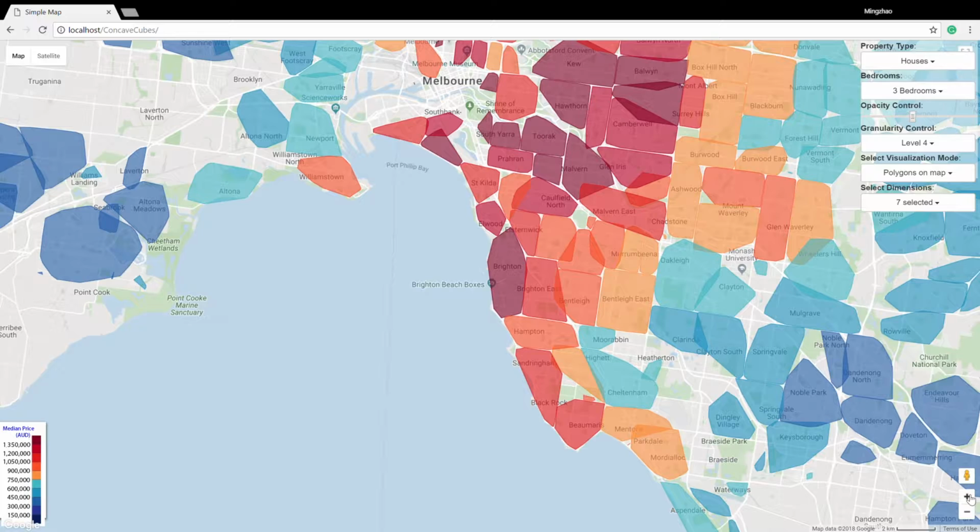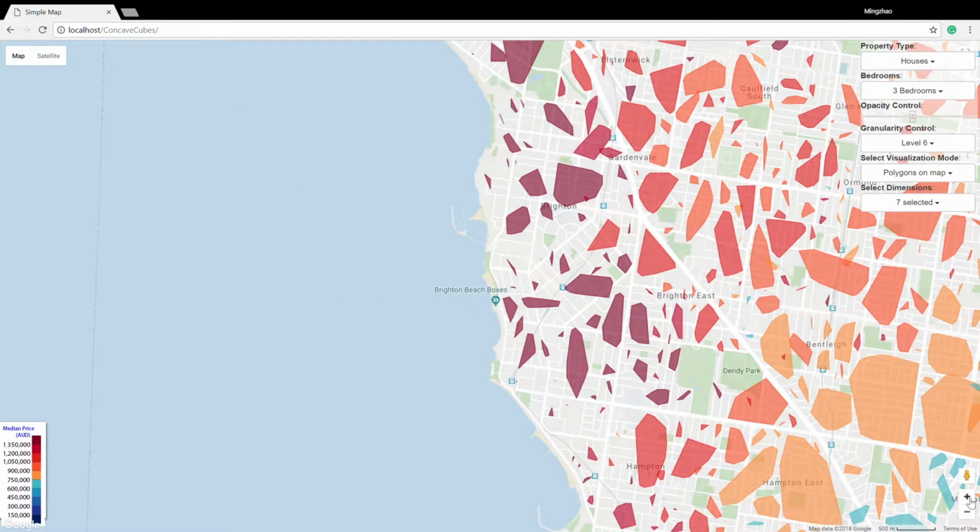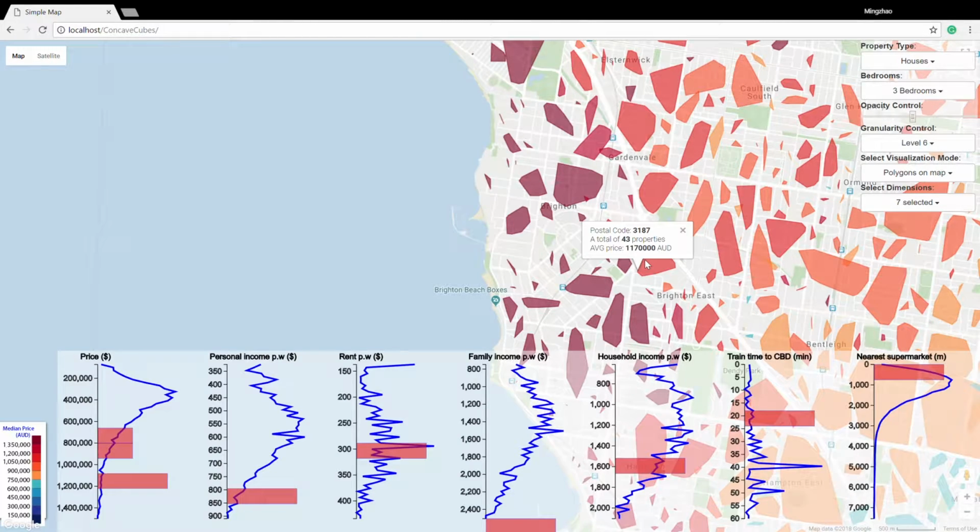For example, here, if we continue to zoom into a finer granularity, the cluster in Brighton will break into several smaller clusters. We can see that those properties near the coastline are more expensive than those that are not.